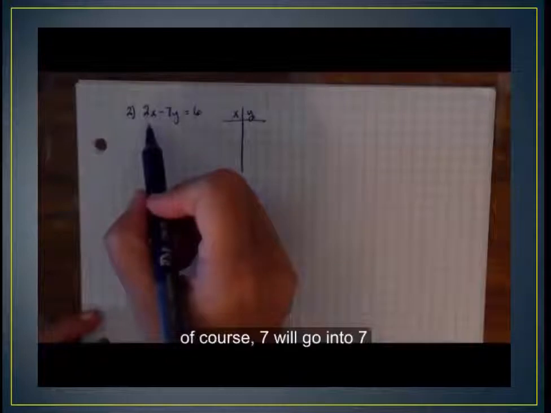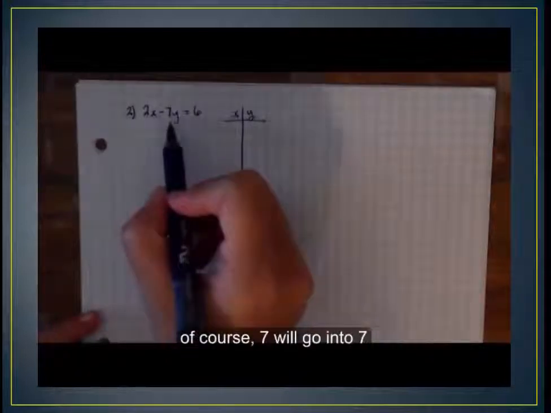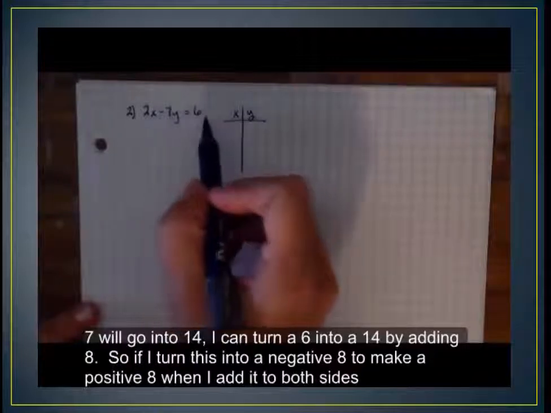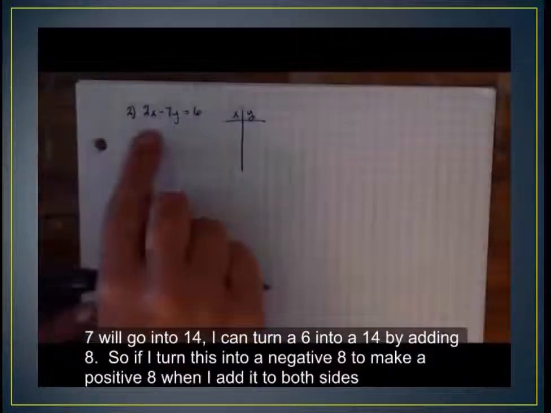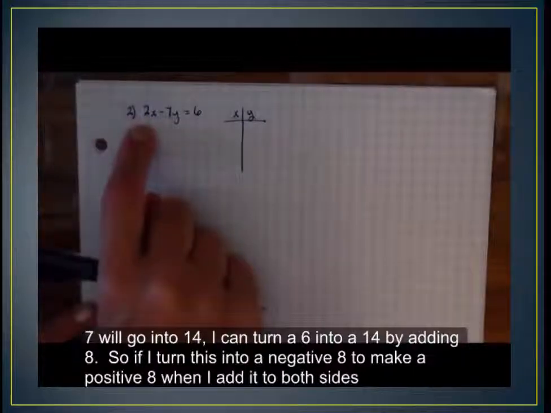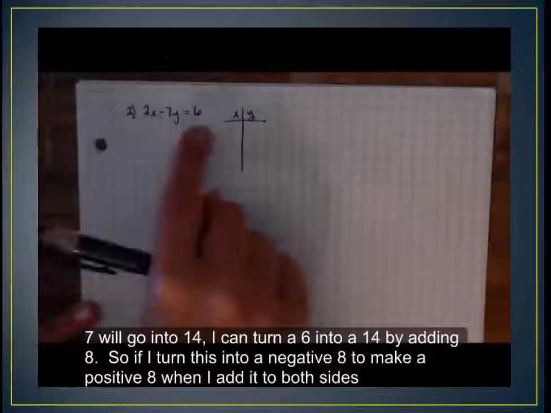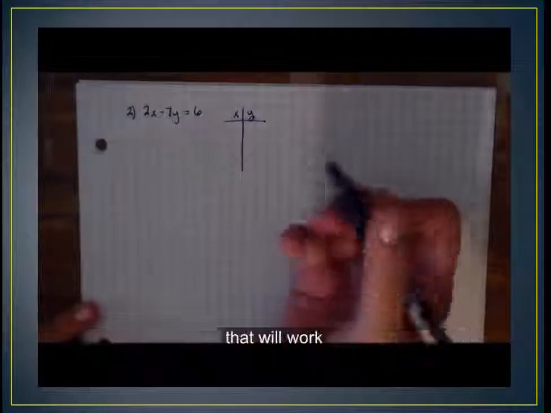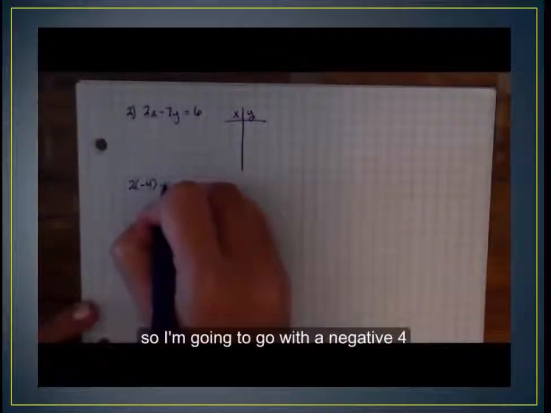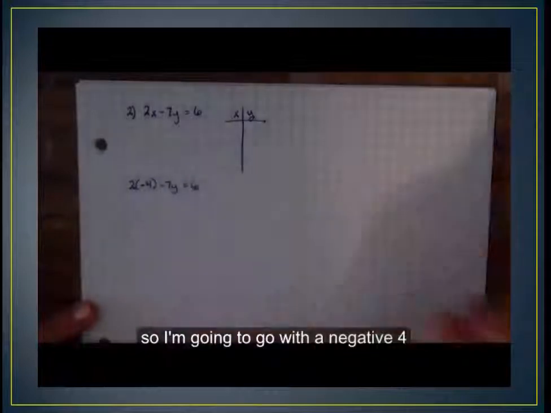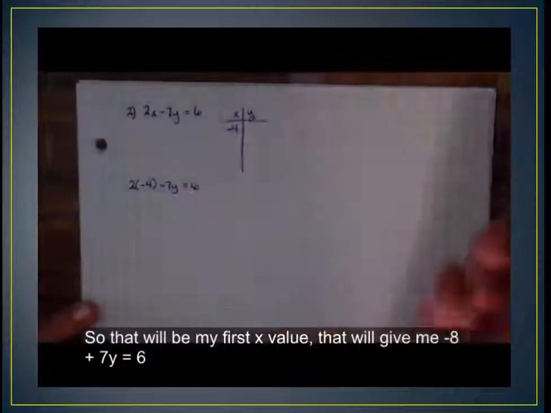Of course, 7 will go into 7. 7 will go into 14. I can turn a 6 into a 14 by adding 8. So if I turn this into a negative 8 to make a positive 8 when I add it to both sides, that will work. So I'm going to go with a negative 4. So that will be my first x value.